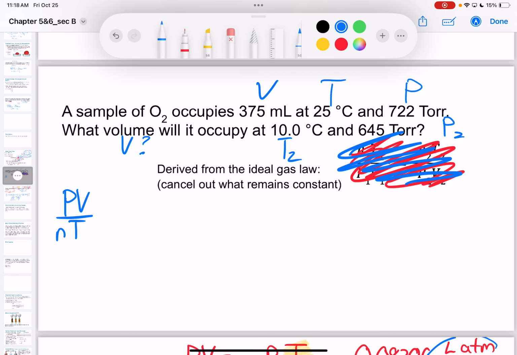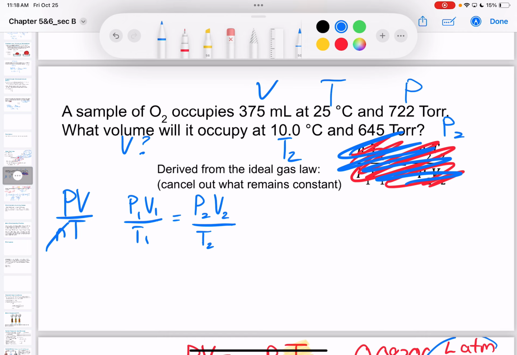So when I see that there's 2 temperatures and 2 pressures, I'm immediately going to set it up as 1 and 2. What doesn't change? N doesn't change here. It's a sample of O2. They don't say anything about adding or removing gas. So I'm going to cancel that out, and I'm going to say P1 V1 over T1 equals P2 V2 over T2.